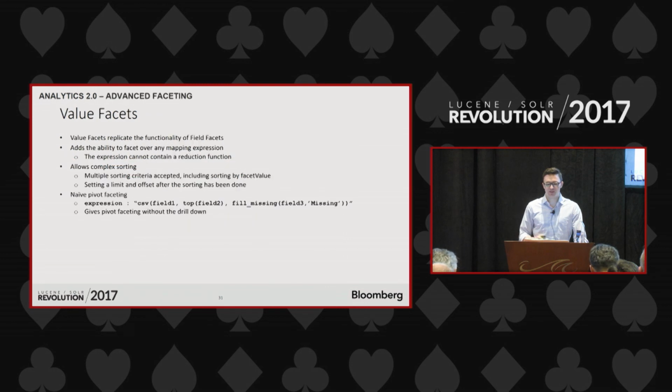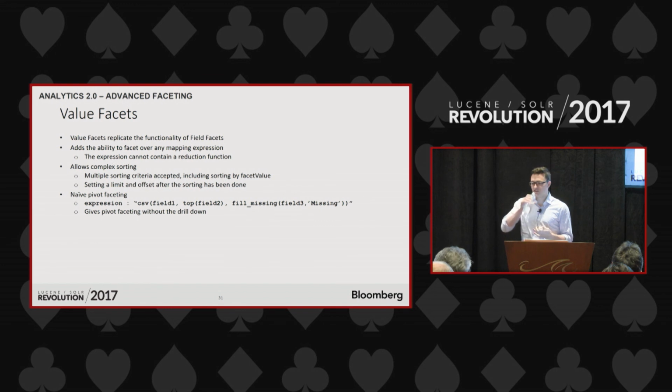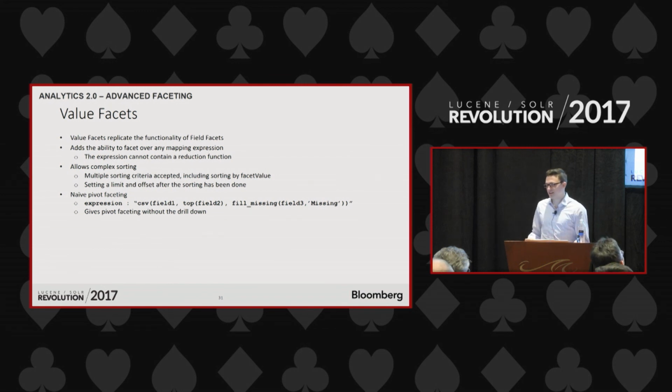So back to the new things we've added in this version. Advanced faceting. I've talked about field facets earlier, and I'm sure most of you are very familiar with the concept. Value facets are very similar to field facets with additional features. Value facets allow you to facet on the value of a mapping expression. So a mapping expression could just be a field, and that would replace the functionality of a field facet, but it also lets you do more advanced things.